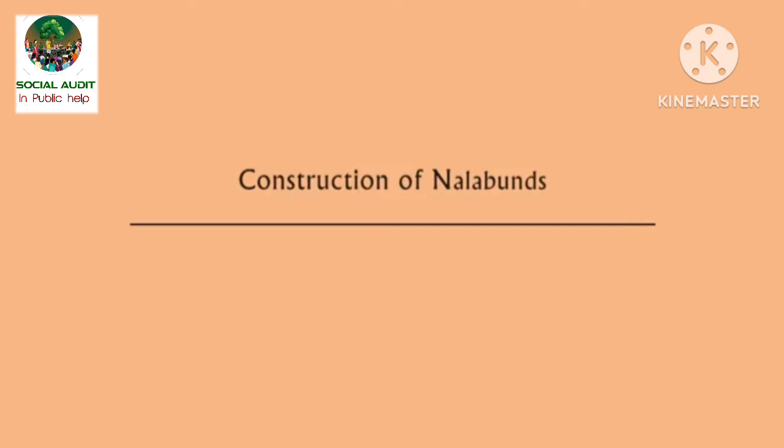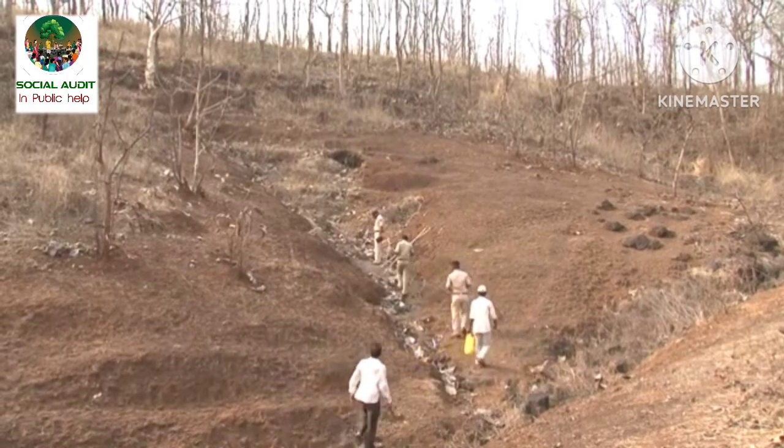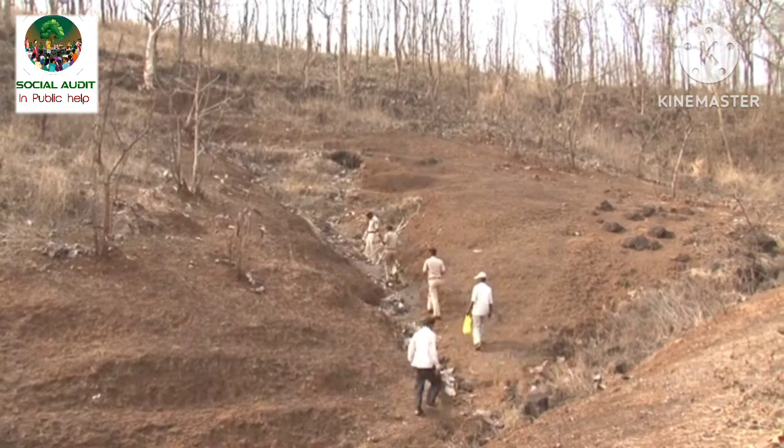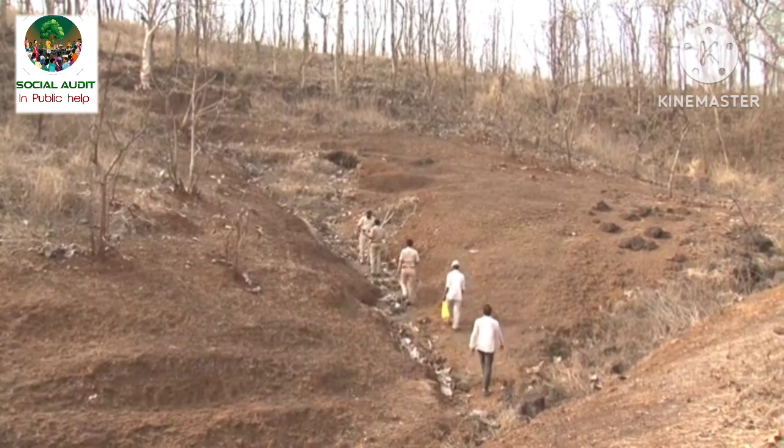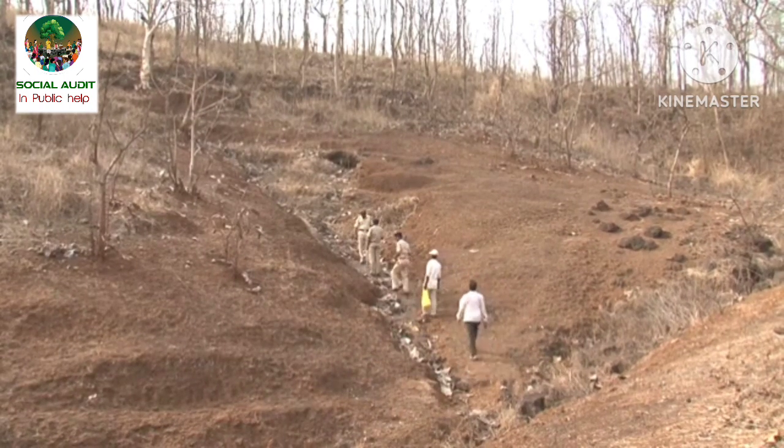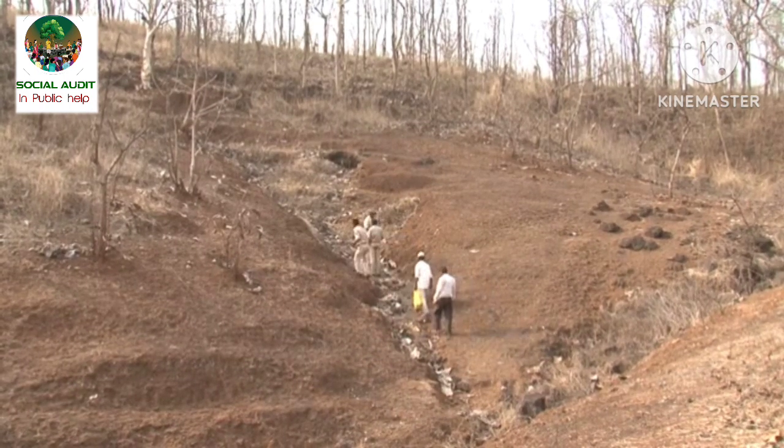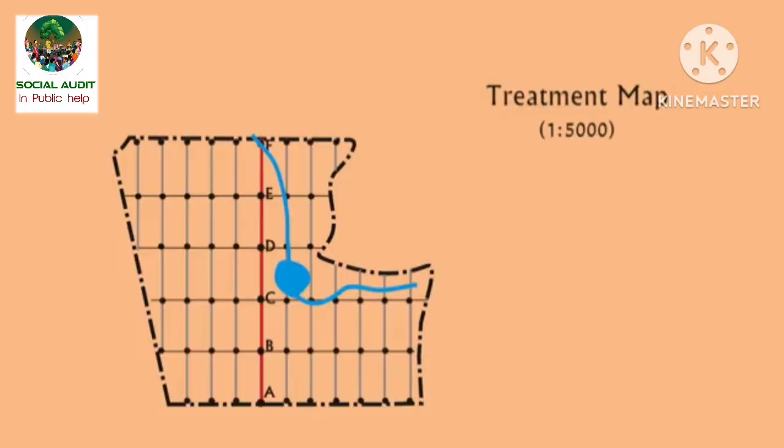Construction of nala bunds. While preparing the treatment map for plantations, the range forest officer and the round officer should do a reconnaissance survey and identify the nalas at the site. All the nalas should be numbered as Nala 1, Nala 2, and so on. Then, the number and the size of bunds to be constructed on each nala should be estimated.